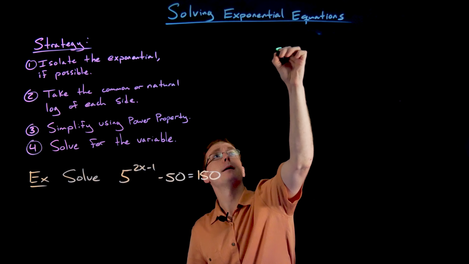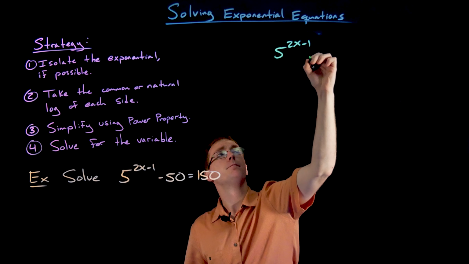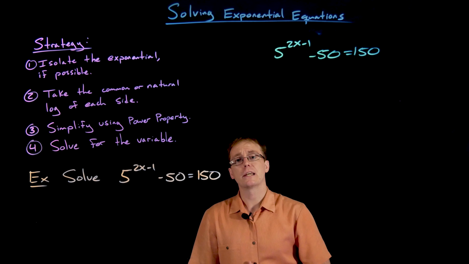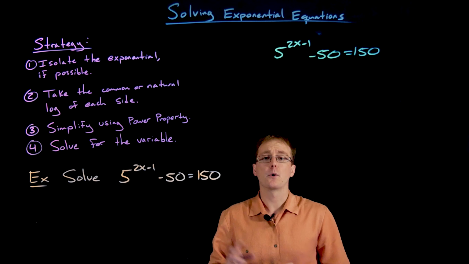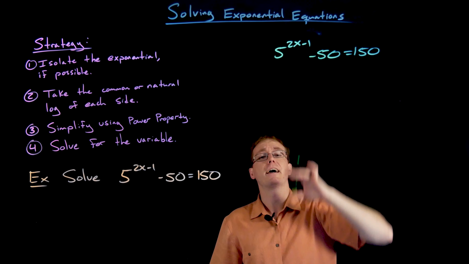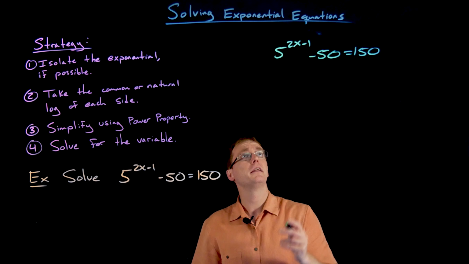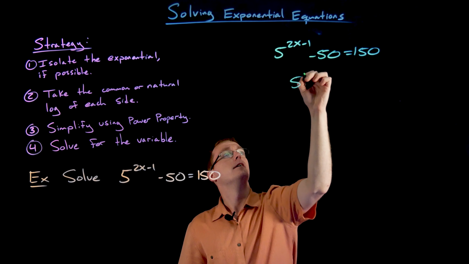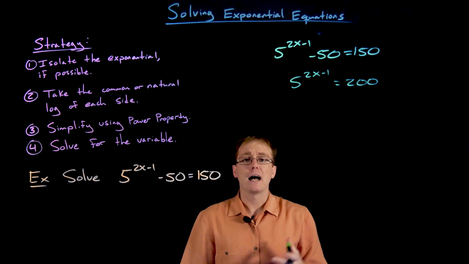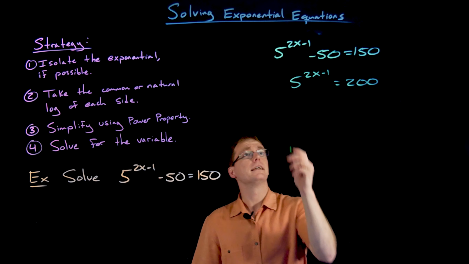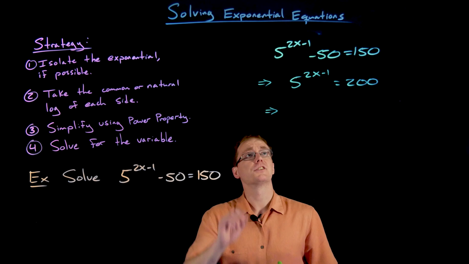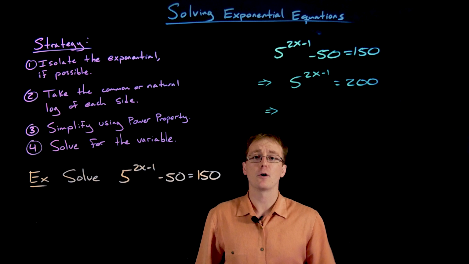And so if we're following the steps of our general procedure, our first step is going to be to try to isolate our exponential, that is 5 to the power of 2x minus 1. So in this case, it's not isolated or alone because it has that minus 50 on the left-hand side with it. So our first step is going to be to add 50 to each side of our equation. And that'll give us 5 to the power of 2x minus 1 is equal to 200. All right, so now we have successfully isolated the exponential part of our equation.